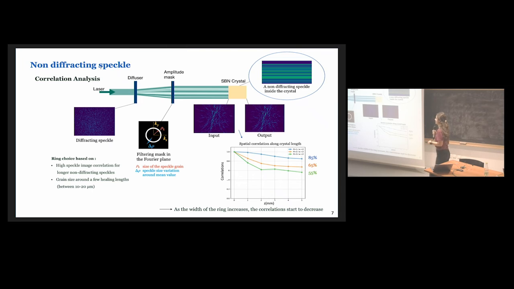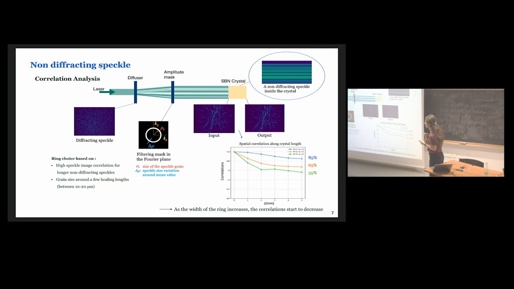The first step was to actually create this non-diffracting speckle. The beam shaping technique was to use a diffuser to create the diffracting speckle, and then put an amplitude mask to filter out and keep one modulus of the wave vector to guarantee this non-diffracting nature. Here I show you the experimental results at the input and output of my crystal with correlations up to 85%, which was actually an achievement for us. And we saw that we have this non-diffracting speckle.